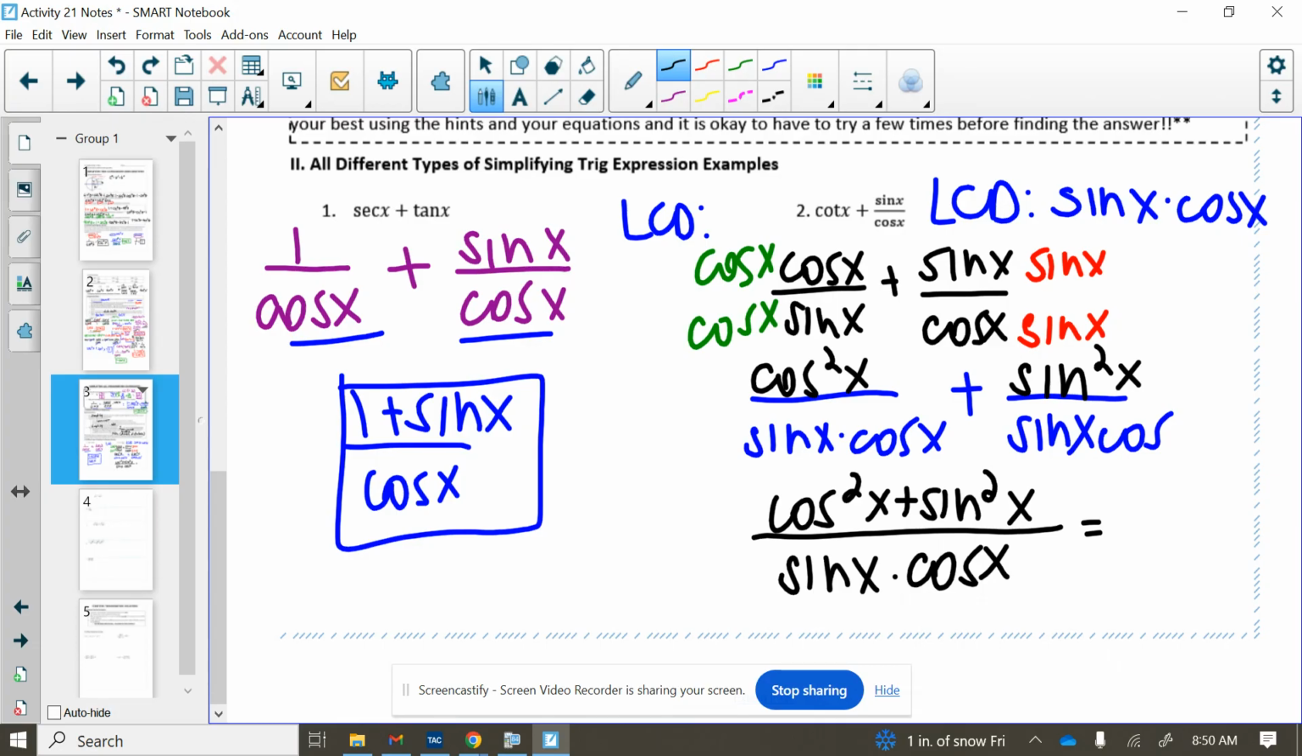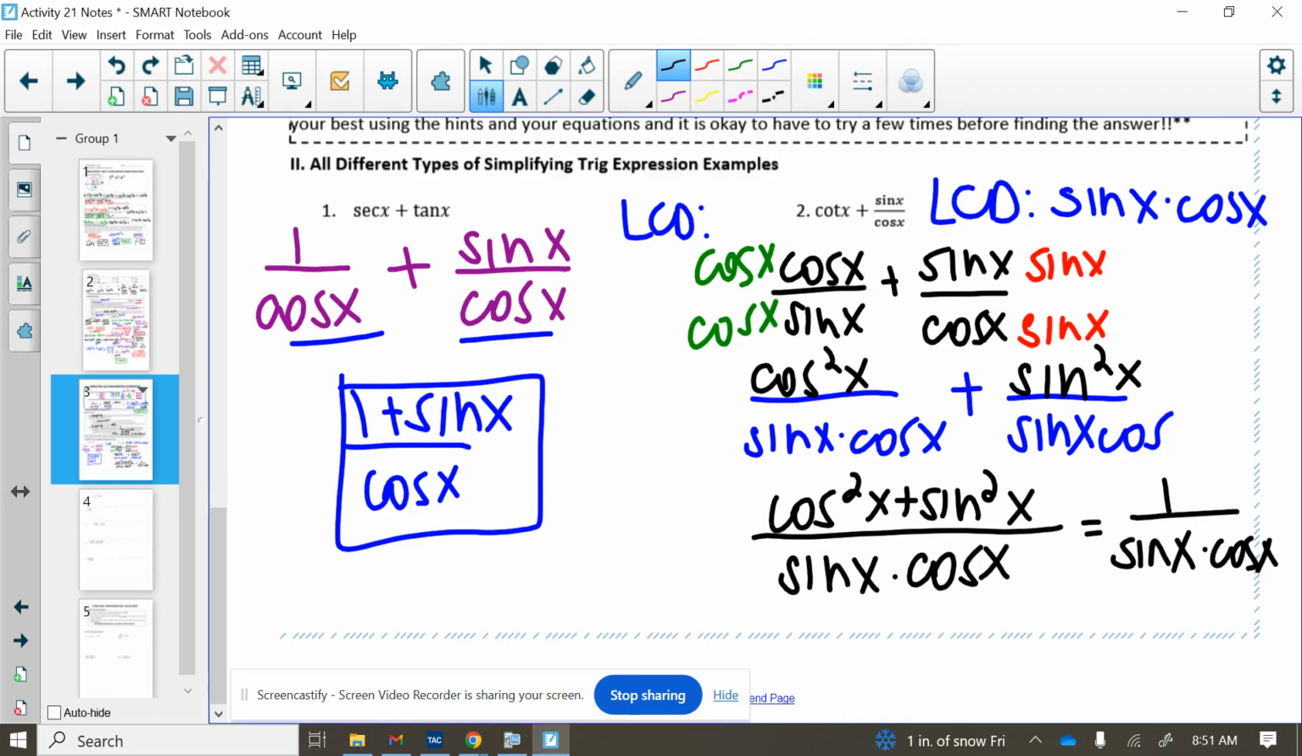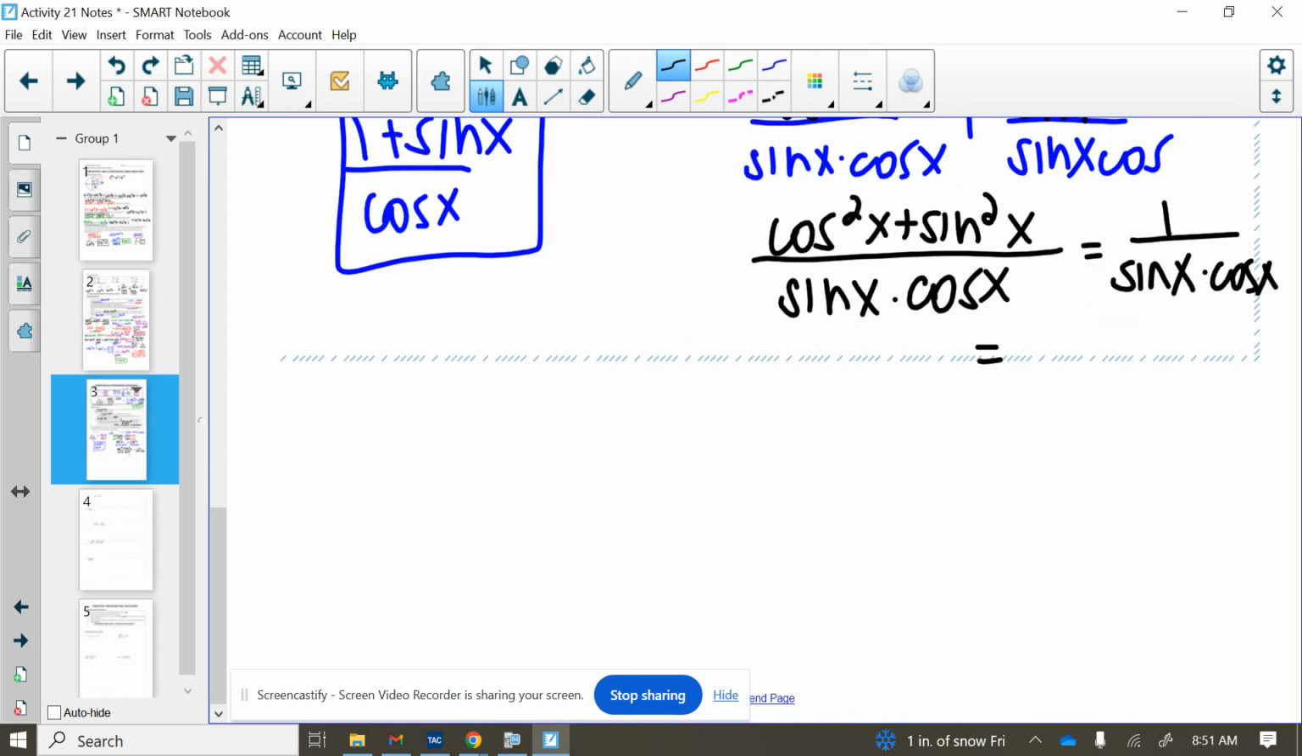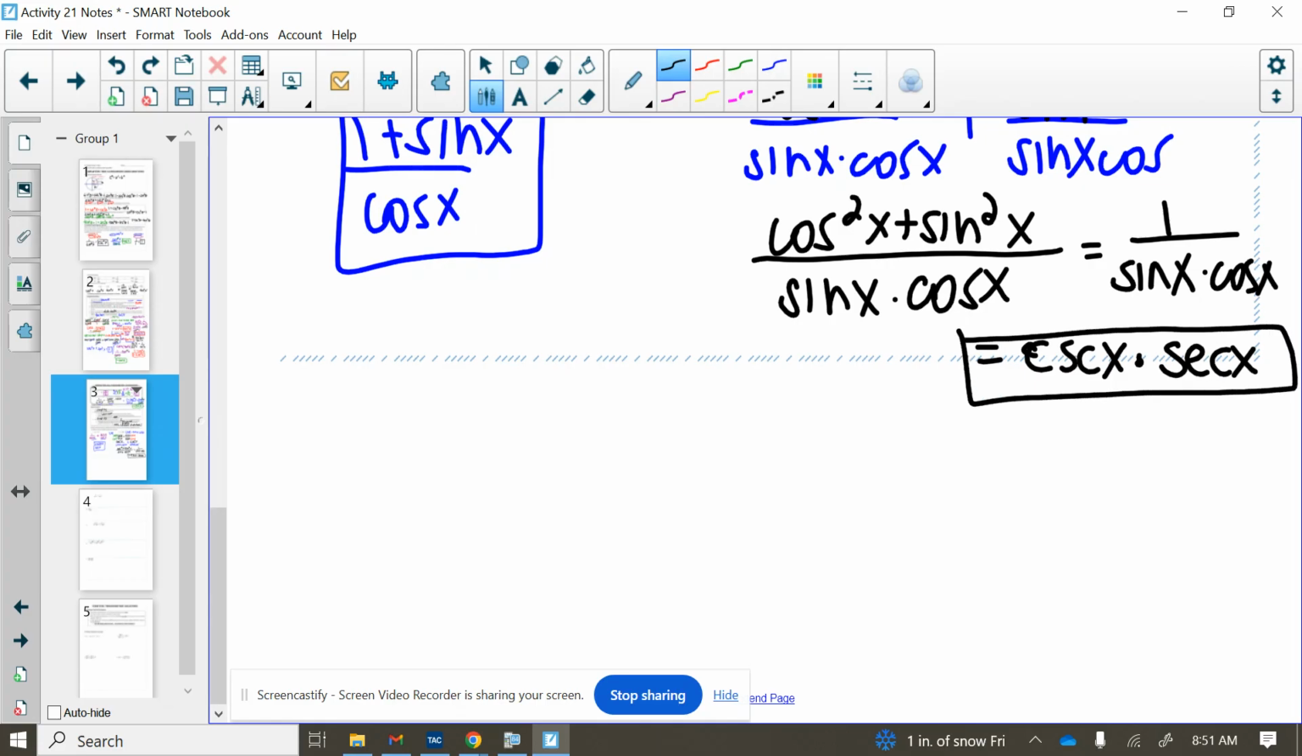This then, the numerator, is equal to 1 from the Pythagorean identity. And last but not least, we can make cosine and sine come to the numerator by using its reciprocals. 1 over sine is cosecant. 1 over cosine is secant. So secant times secant is our final answer there.